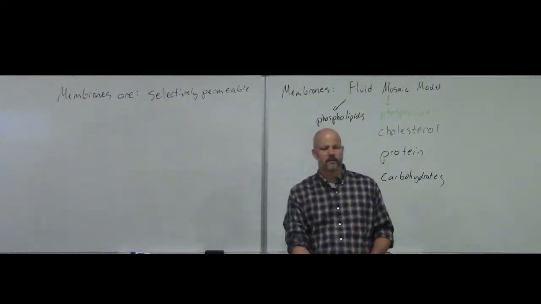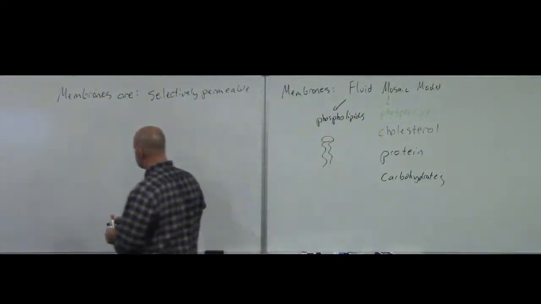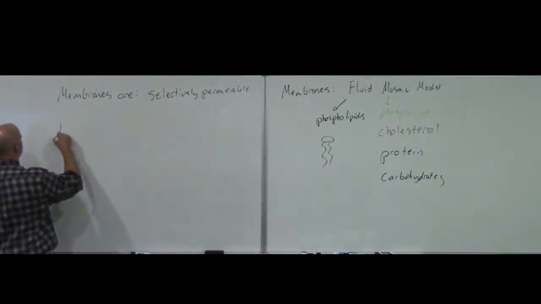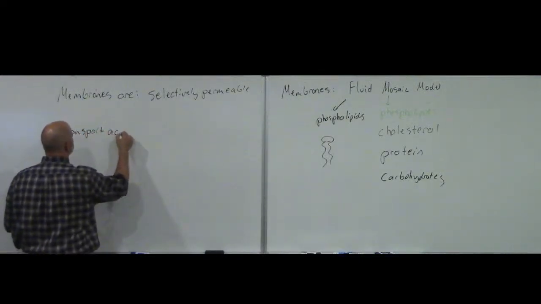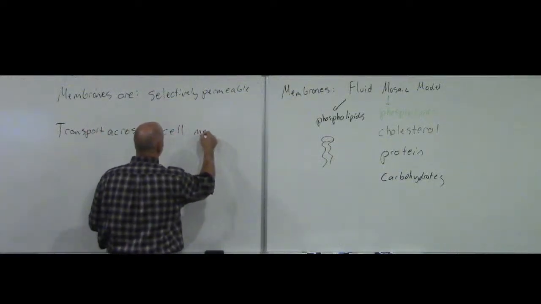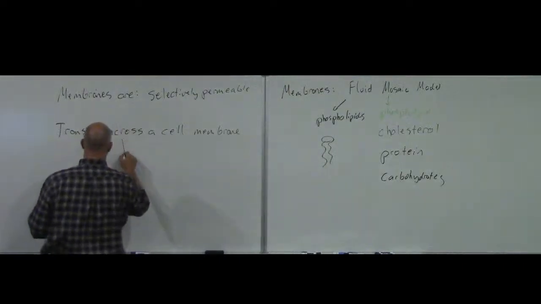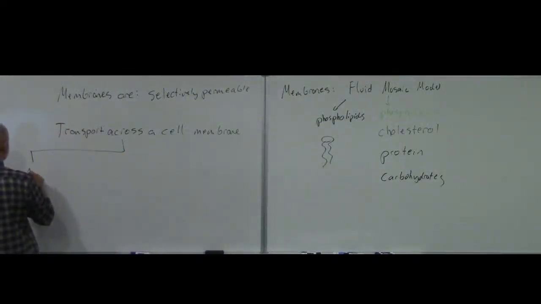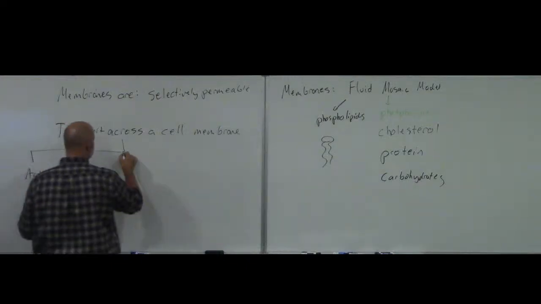Passive transport. Passive, because there's two types of transport, okay? Transport across a cell membrane. There are two kinds. One is active, and the other is passive.